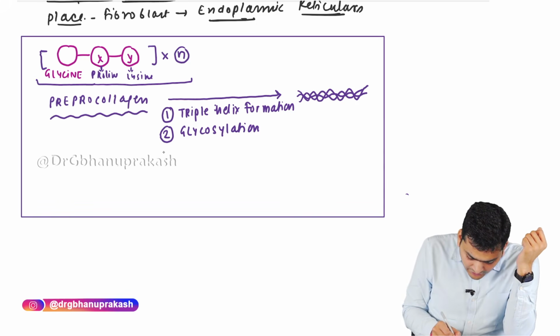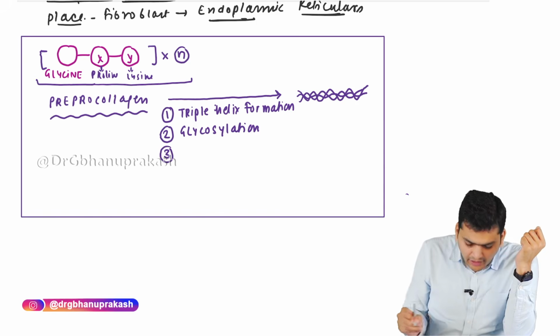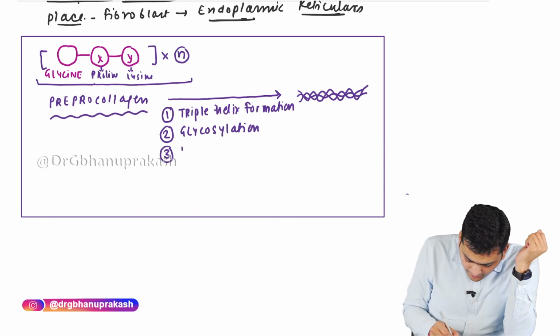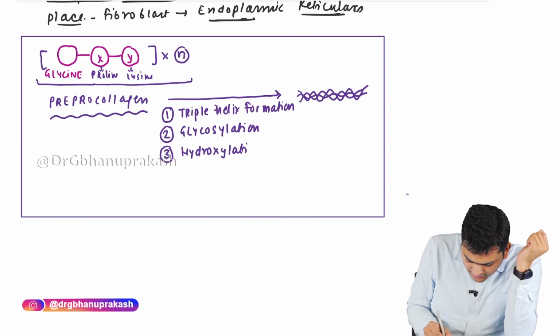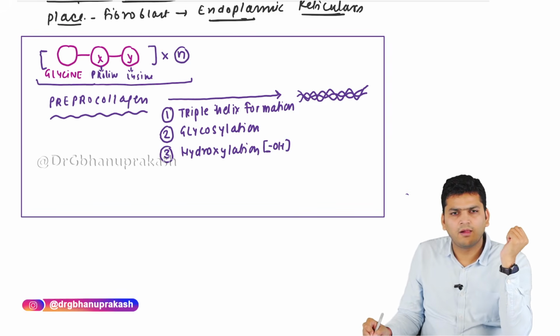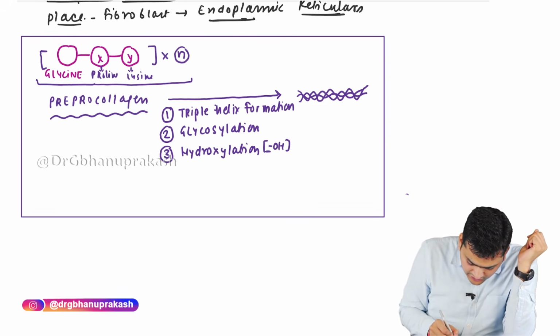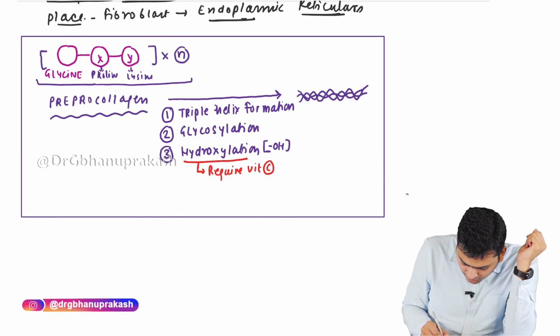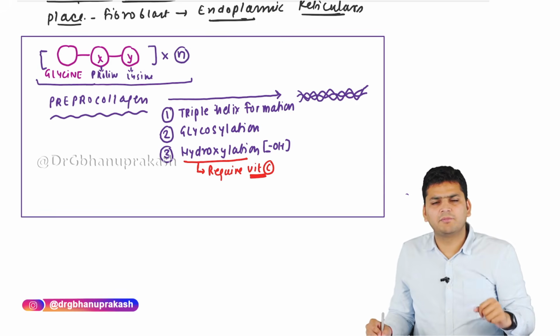Then the third thing that we are going to do is add the hydroxyl group. That is called hydroxylation. Hydroxylation means we are going to add the OH group. Hydroxyl means the OH group. To do the hydroxylation, it requires vitamin C. If you want to do hydroxylation, it will require vitamin C.